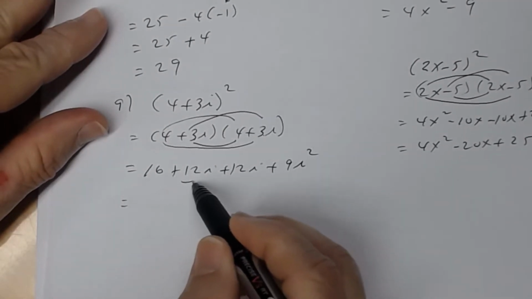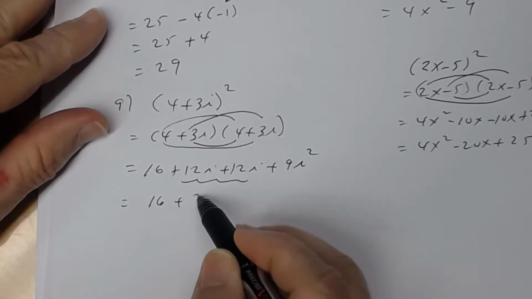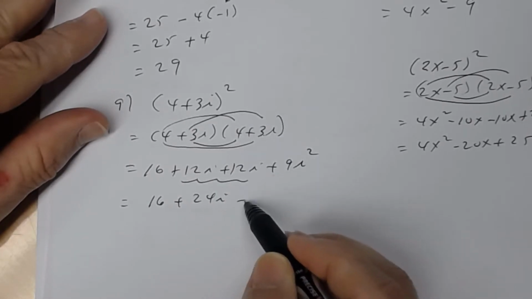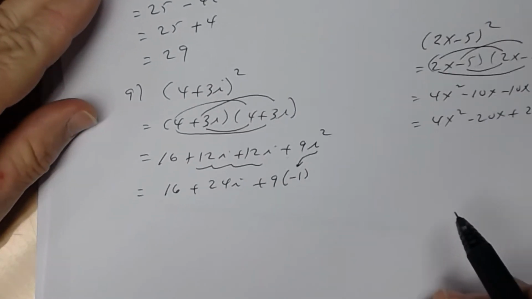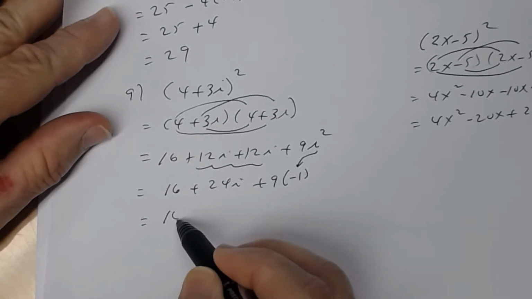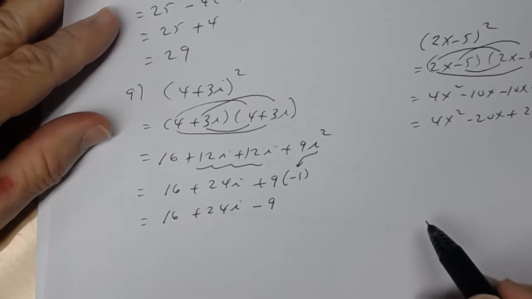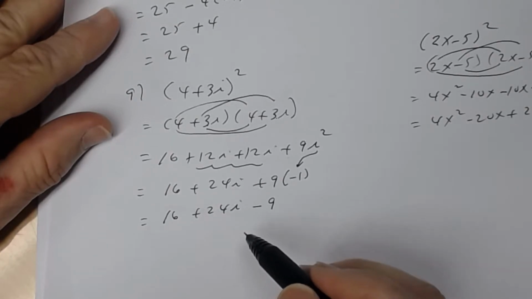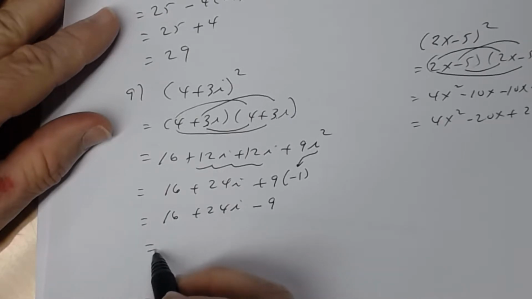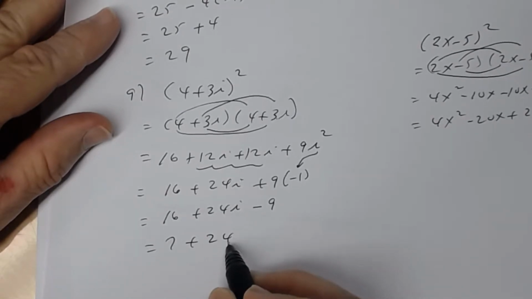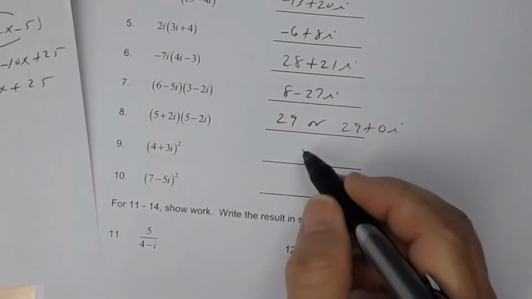Combining your like terms, I can combine these. I get 16 plus 12i plus 12i is 24i. And then plus 9 times a negative 1, because remember, i squared is equal to negative 1. So then I get 16 plus 24i minus 9. And then 16 minus 9 is going to be 7. So I get 7 plus 24i. So that's answer number 9. So 7 plus 24i.